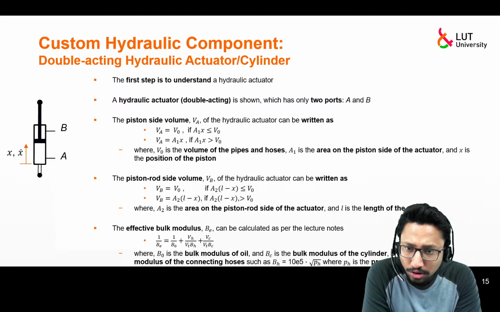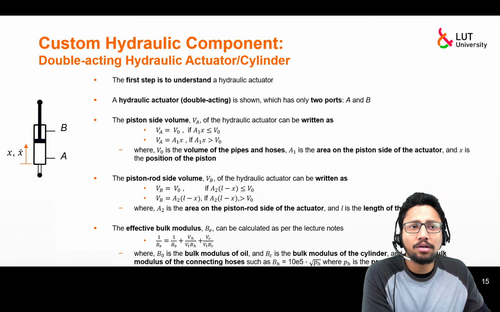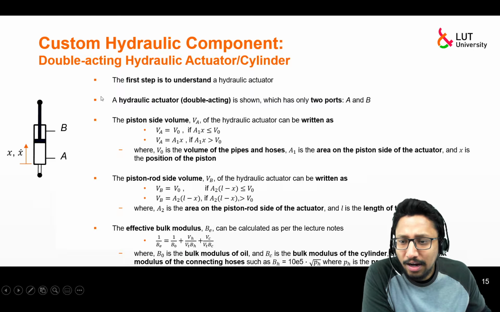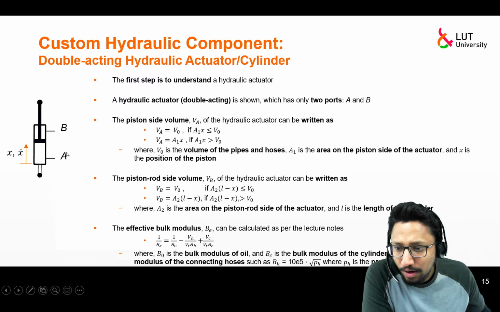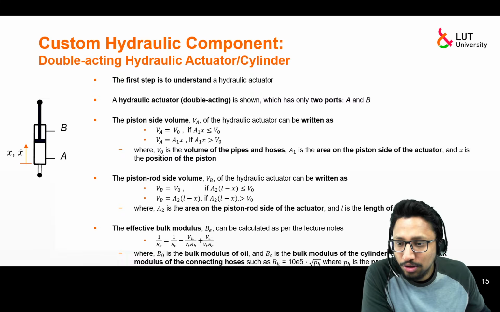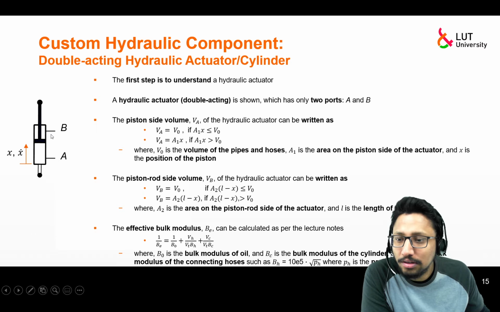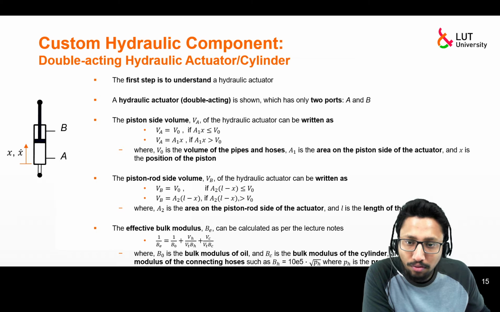In order to understand the hydraulic actuator, you see we have a double acting hydraulic actuator and not a single acting hydraulic actuator. In your tutorials 6 and 7 we had a single acting hydraulic actuator. Single acting means there will be just one port on one end of the cylinder, whereas double acting means there will be two ports, one on each end of the hydraulic cylinder, and that's why it is named a double acting hydraulic actuator or hydraulic cylinder.